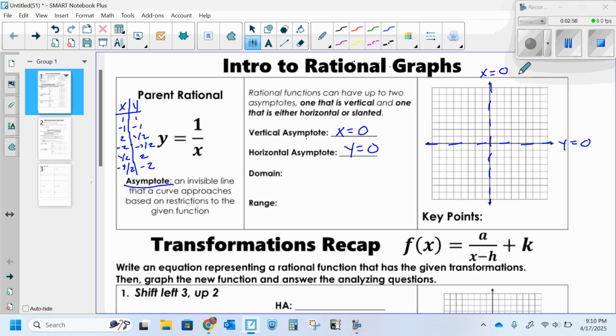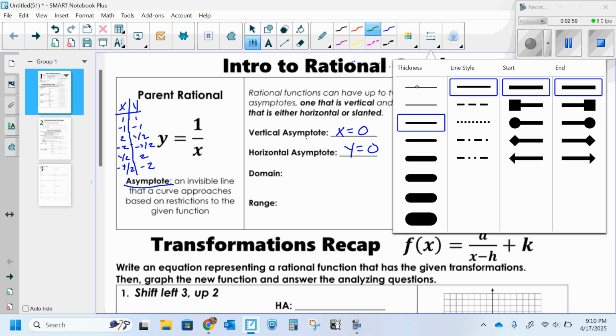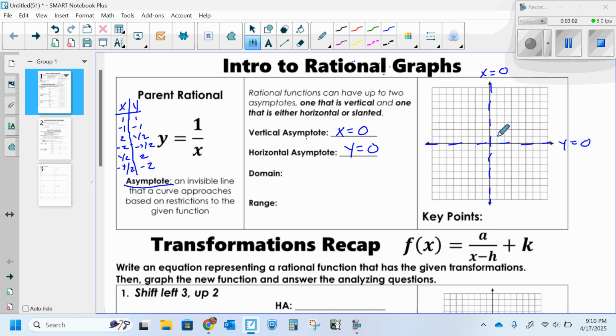So if I were to come over here, and let me change colors here, I would have 1, 1. I would have -1, -1. I would have 2, 1/2. I would have -2, -1/2. And of course, it's not defined when x is 0. When x is 1/2, I get 2. When x is -1/2, I get -2.